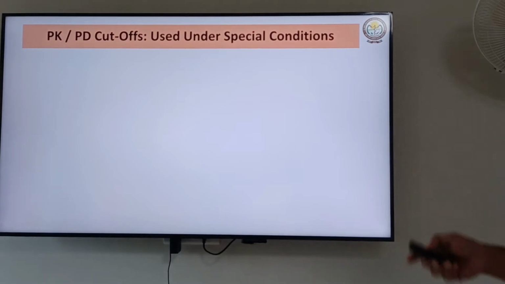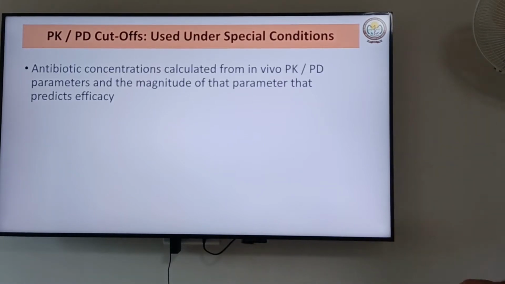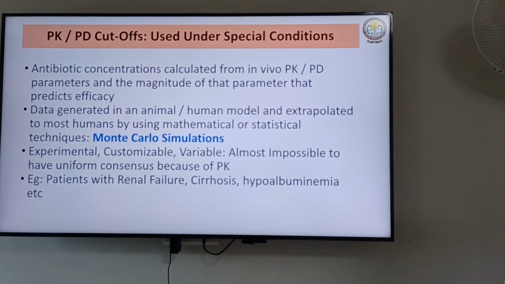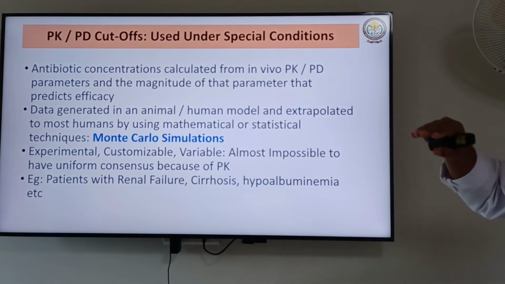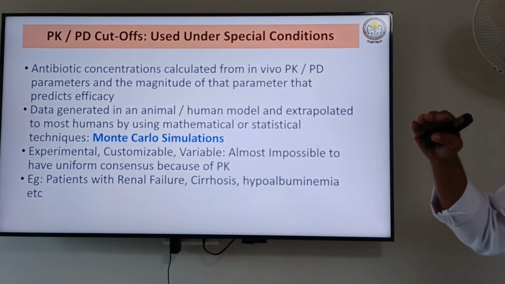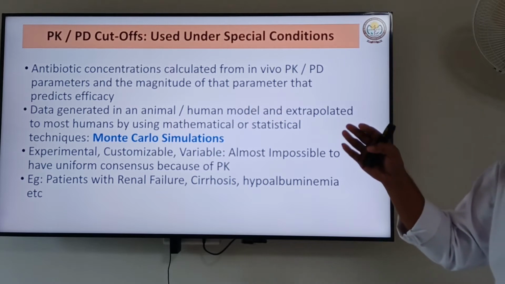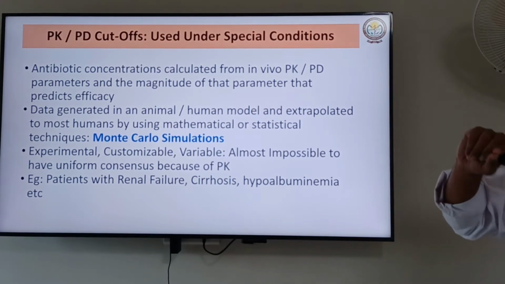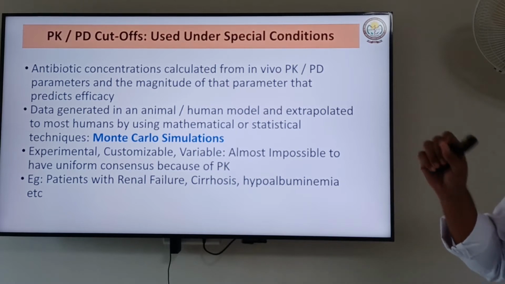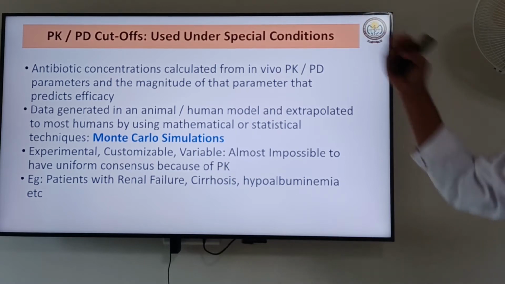Now this is slightly outside the scope, but I'll still go through PK/PD cutoffs. For example, I told you what a therapeutic index is. The therapeutic index is basically the safety parameter of an antibiotic. For example, for piperacillin tazobactam, the usual dose is let's say 2 gram every 8 hourly. But at the same time, if it has a good therapeutic index of safety, in that case you can increase the dose.